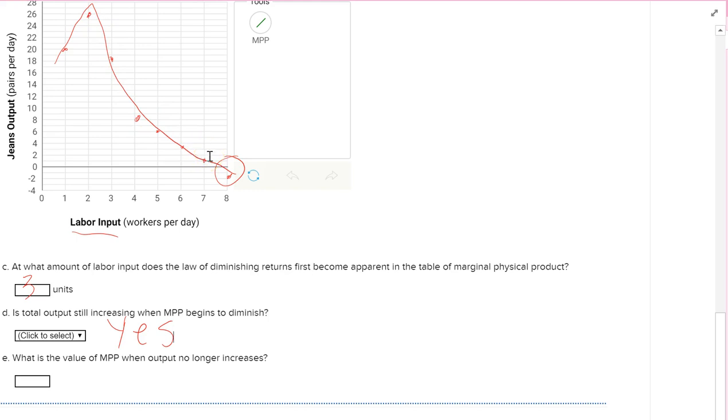If you think of this as a pile of product, you're still adding to the pile, just at a diminishing rate. And then what is the value of marginal physical product when output no longer increases? And we've got it right here. We already identified that in the chart as -2.